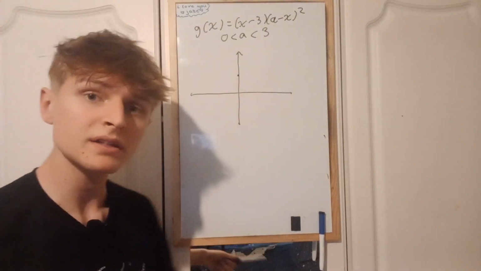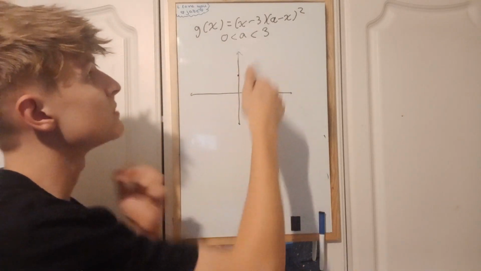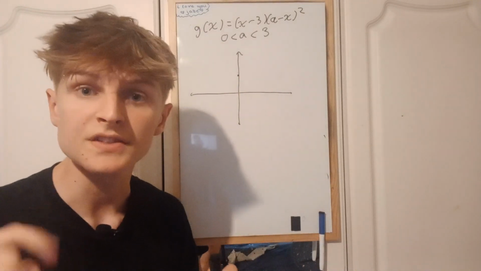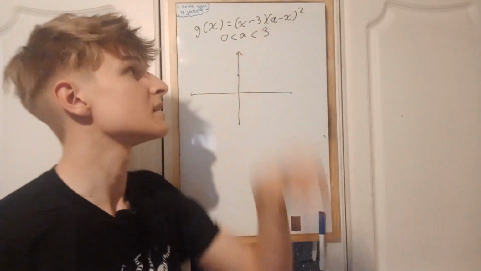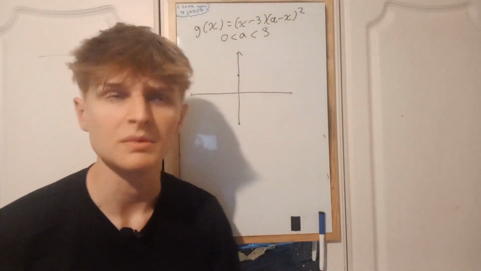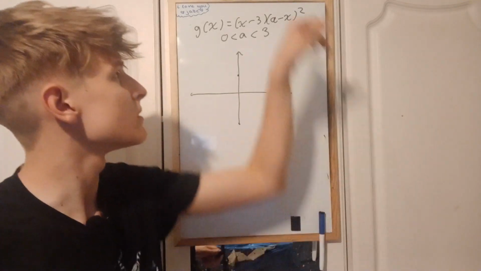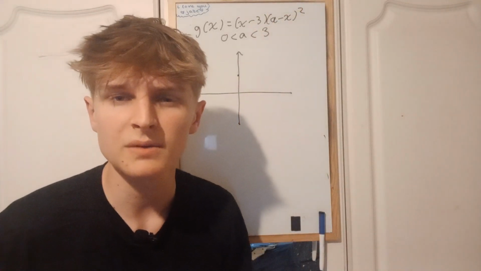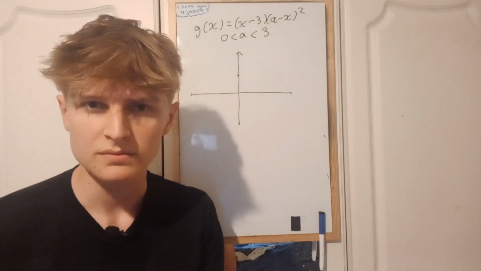Okay, so my boys, this next one's going to be quite a hard one. It's probably the hardest one you'll get based on graphing cubics. I actually ripped it straight from a past paper, so that's cool. Anyway, it goes g of x, nice function called g, equals x minus 3 times a minus x, squared. So this factor is squared, and we're told a is between 0 and 3, and we're expected to graph this. I mean, how are we going to graph this if we don't know a, and we don't really have any way to figure out what a is? But don't worry.